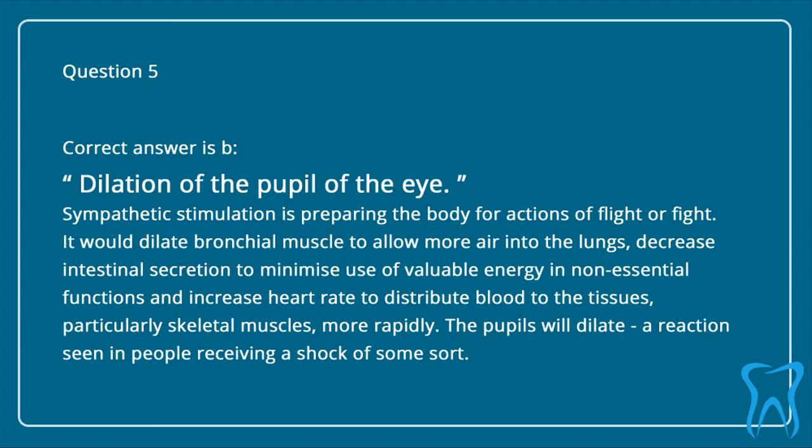Sympathetic stimulation is preparing the body for actions of flight or fight. It would dilate bronchial muscle to allow more air into the lungs, decrease intestinal secretion to minimize use of valuable energy in non-essential functions, and increase heart rate to distribute blood to the tissues, particularly skeletal muscles, more rapidly. The pupils will dilate, a reaction seen in people receiving a shock of some sort.